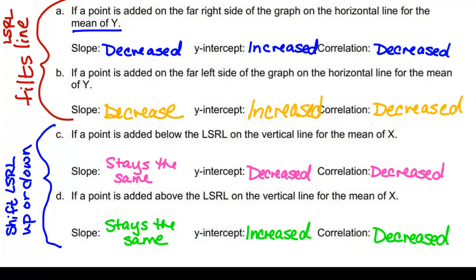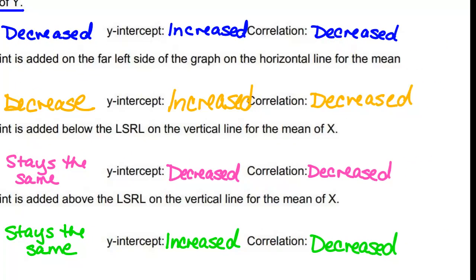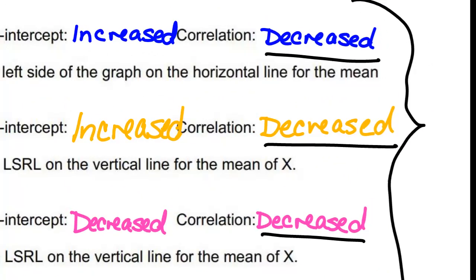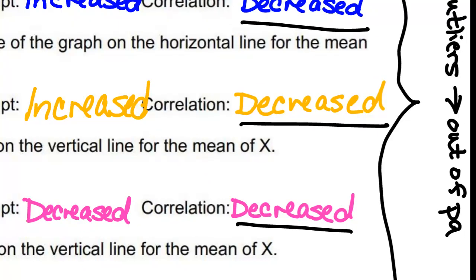What happened to the correlation each time when we added these points? How did the correlation change each time? It decreased each time. Why? It's outside that linear pattern, yes. So those points that we were adding, those are outliers, something out of the pattern. They have large residuals.